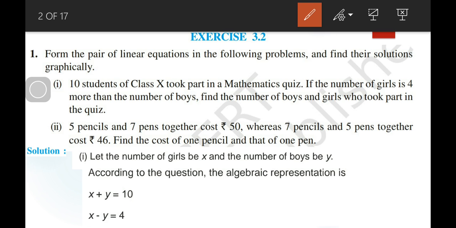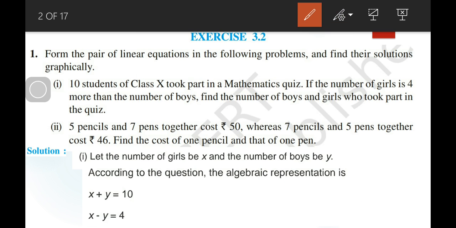Here given x is equal to, means the number of girls is 4 more than the number of boys. So we move y here, and we get x minus y is equal to 4. So we have both the equations, both are linear equations. So we want to find the solution of these equations graphically. So let me draw the graph of the given example.